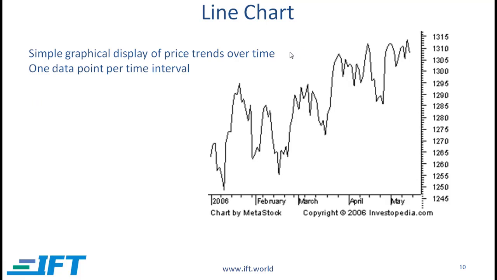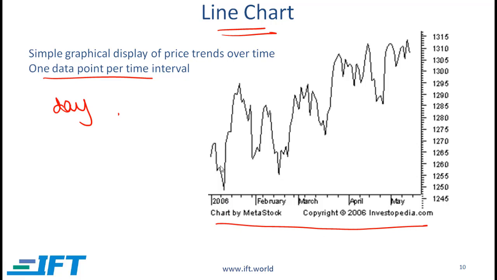Let us look at the most basic chart, which is a line chart. This is a simple graphical display of price trends over time. We essentially have one data point per time interval. So your time interval might be a day. At the end of every day, you essentially plot the closing price for a given stock. And you notice here that for 2006, we have the closing price of a given stock. Here we are simply looking at price data. So we have price on the y-axis, time on the x-axis.